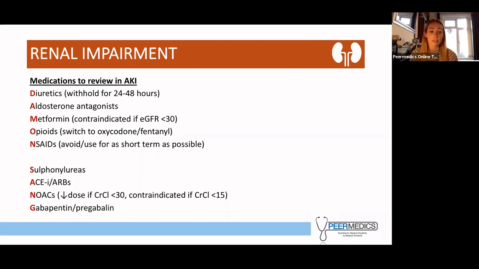Sulfonylureas, again, you need to avoid them. ACE inhibitors and ARBs, avoid or use for a short term. Does anyone know a condition in which if you give an ACE inhibitor, it might completely drop off the renal function?